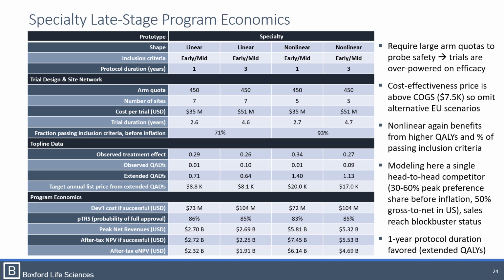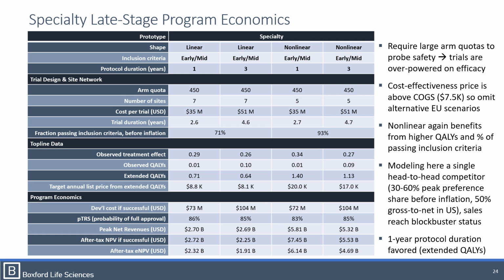In the peak net revenues, we see that we can get well above, in the blockbuster area, 2 to 3 billion, potentially more with nonlinear that we're talking about in a second. Again, we're assuming here that we have only a single head-to-head competitor, and so that's a relatively optimistic situation because now we're getting into a larger disease.